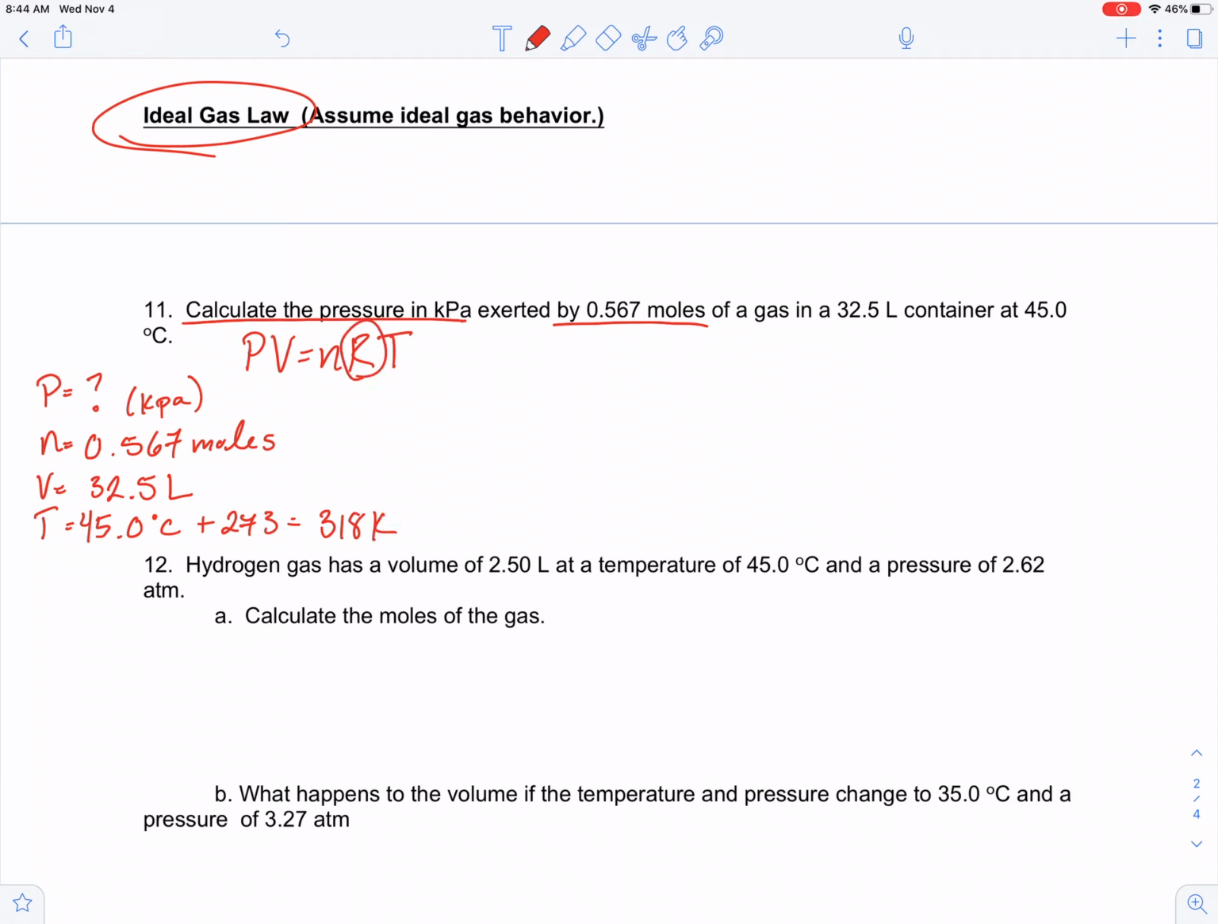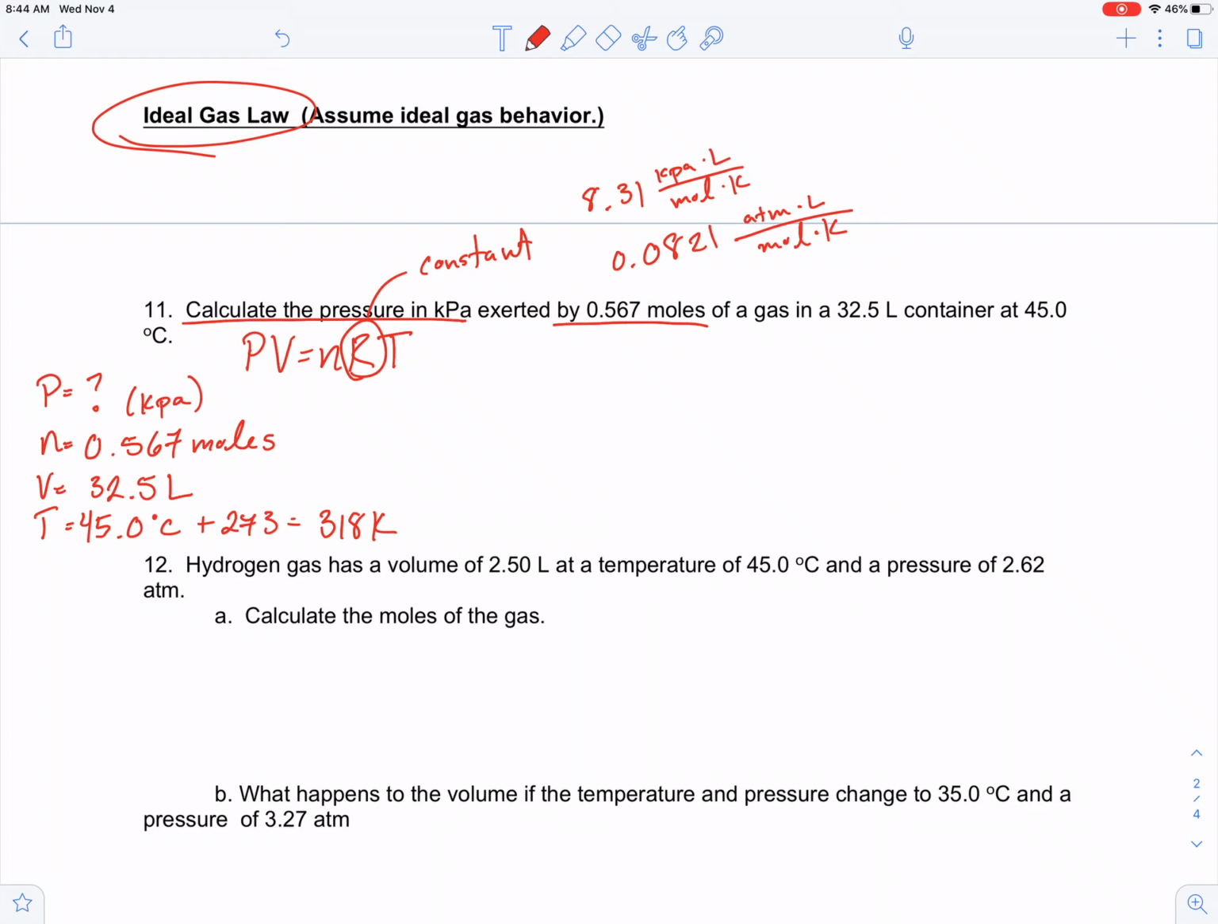Remember that R is a constant, and you have two values to choose from. Either 8.31, and remember that is kPa times liters over moles times Kelvin, so that is the unit. Or you can use 0.0821, and that one is in atmospheres instead. So those are the two to choose from.